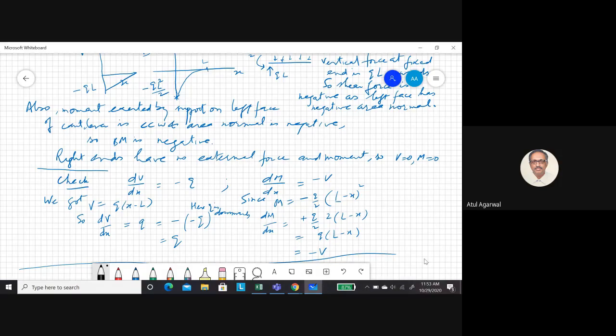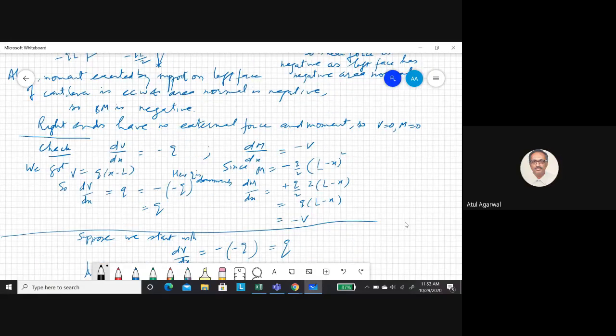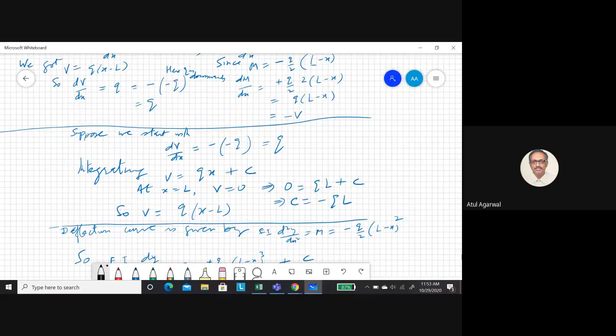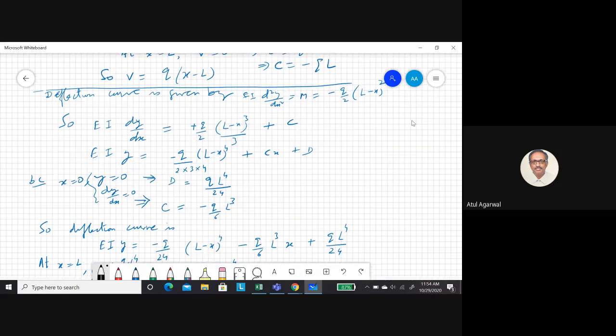Any doubt? No, sir. Okay. So I did another thing. dV by dx is given as this. Integrate, you get V equal to Qx plus C. At x equal to L, you know shear force is 0. You get this expression for V. So all these things are getting to the same thing by different approaches.